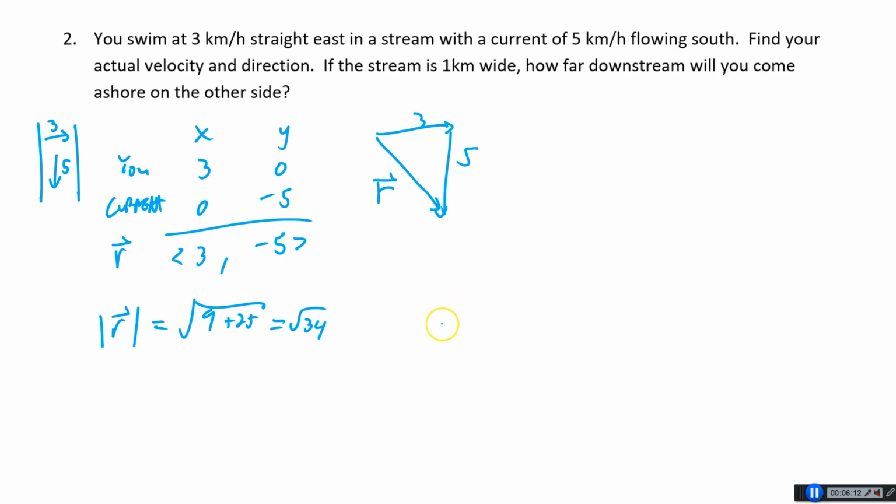And the direction, so for theta, if I think about this like this, I want theta maybe right here. So tan theta is 5/3. Could do -5/3, you want to get this right, but theta is going to be tan inverse.